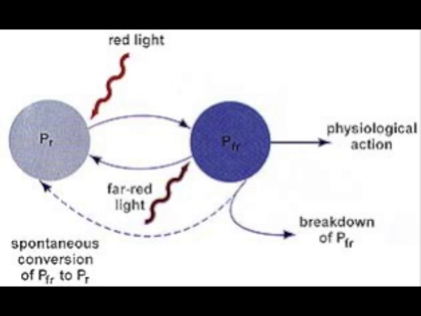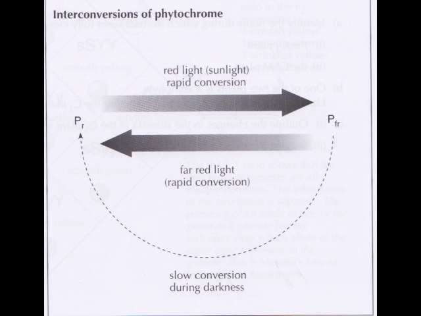When the PR form, or the inactive form of phytochrome, absorbs red light of wavelength 660 nanometers, it converts into PFR, or the active form of phytochrome. When the PFR form absorbs far-red light of wavelength 730 nanometers, it immediately converts back into PR.